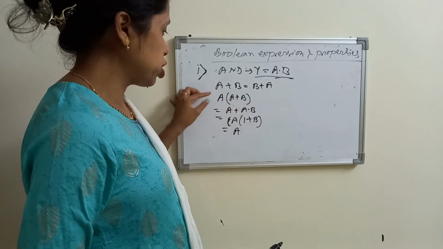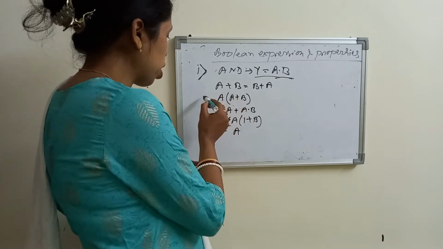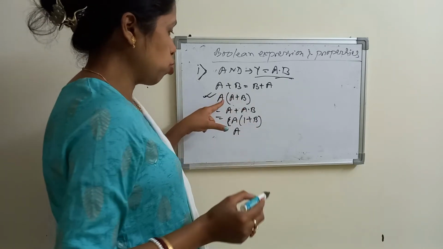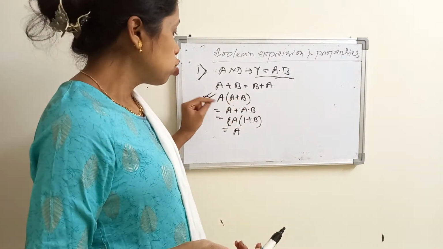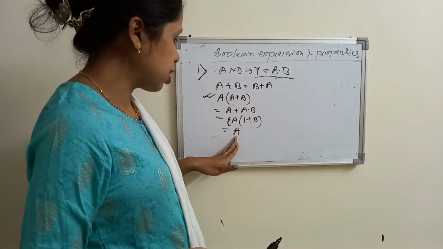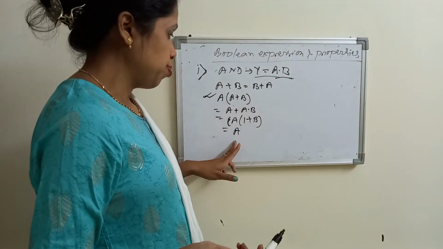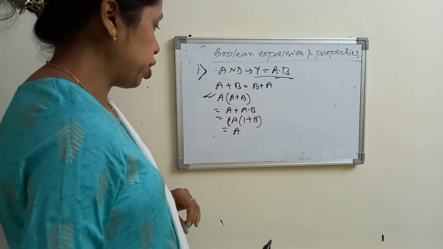You have two inputs, and this is one kind of logical expression. You have such a logical expression. Instead of writing this expression, you can directly write this as A. Right? This is one property.